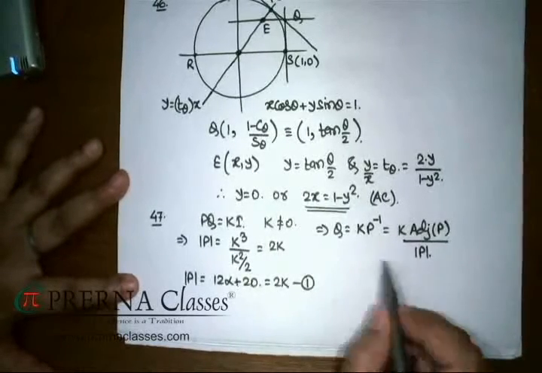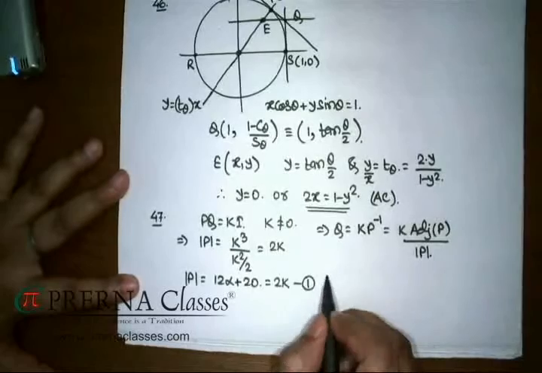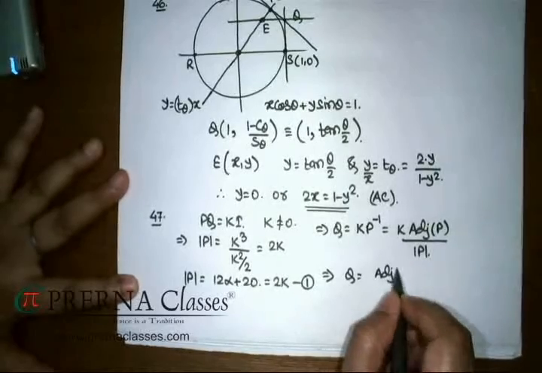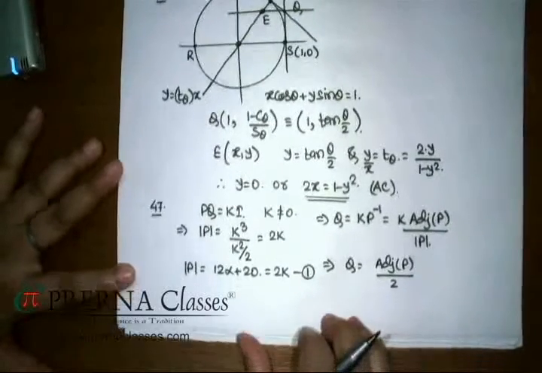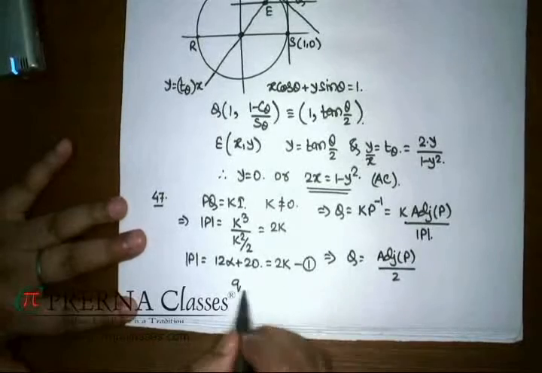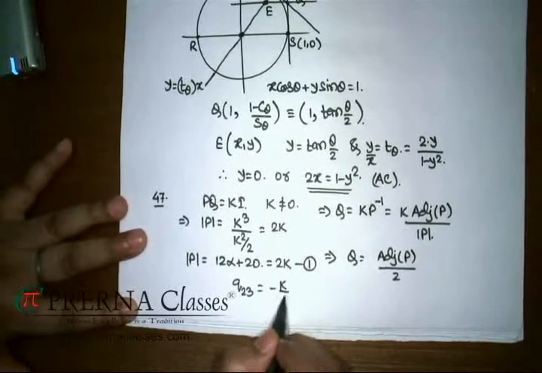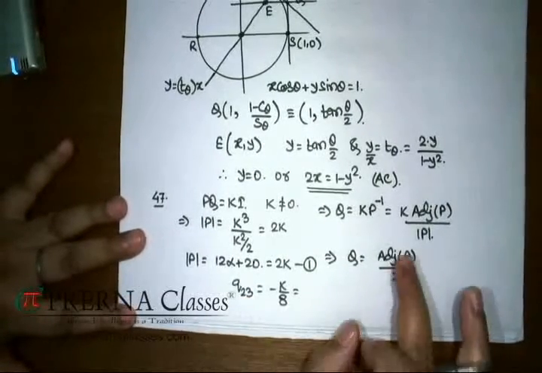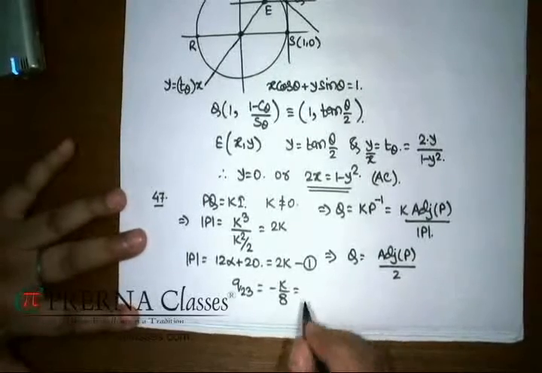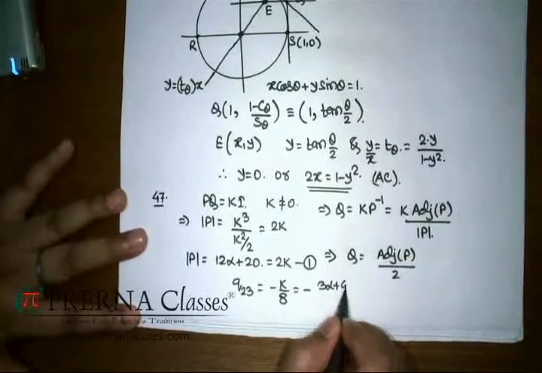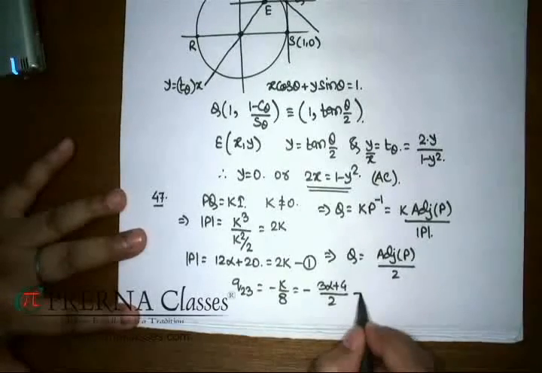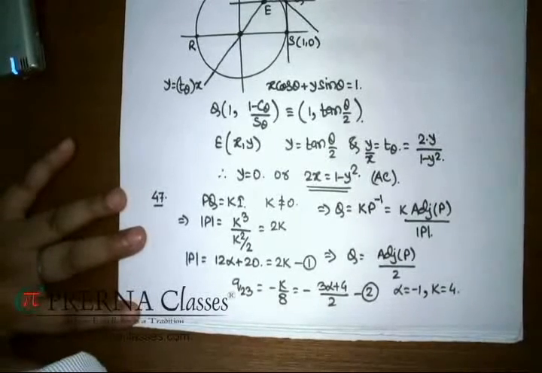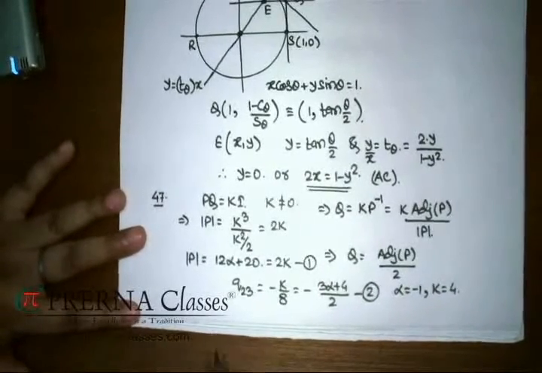Since determinant of P is 2K, you can then safely say that Q is adjoint of P by 2. After this, it is being told that the Q23 element is minus K by 8. Once you figure out this 2/3 position of adjoint of P, you will get this much because of this by 2. This is another relationship between alpha and K, solving which you can check alpha turns out to be -1 and K is 4, which is clearly satisfying option B but not option A.